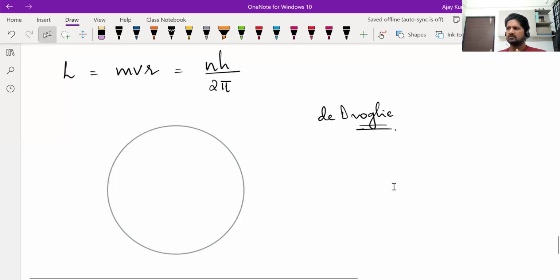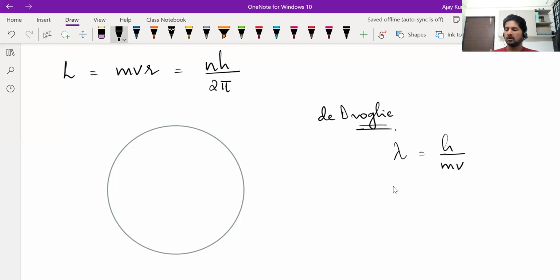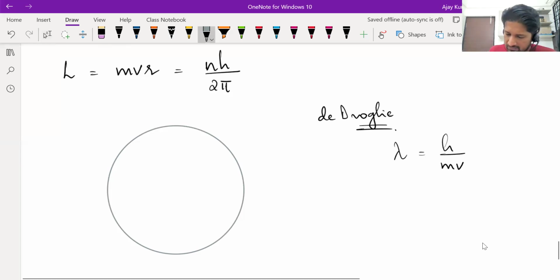See, what is the basic study that De Broglie did? He proposed the wave nature of particles, and he gave a formula for the wavelength of matter. Lambda is equal to h by mv, right? So how did De Broglie support Bohr's hypothesis? What De Broglie said is, an electron revolves in an orbit without emitting radiation. That means an electron revolves in a stationary orbit only if the circumference of the orbit is an integral multiple of the wavelength of the electron.